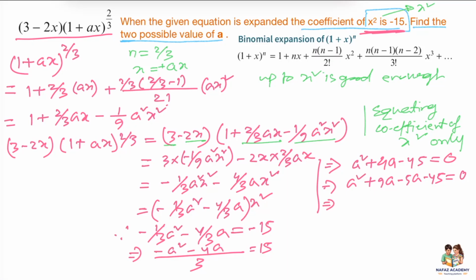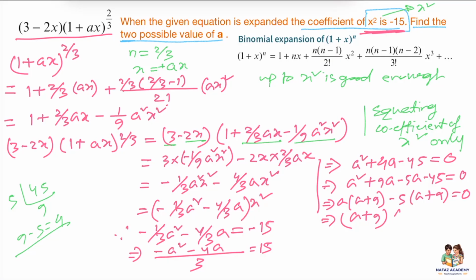Factorize it. 5 nines are 45, 9 minus 5 is 4, that is 4a. Let's take common. I hope you know how to factorize a quadratic equation. And 5 common, a plus 9. It looks good. So a plus 9 and a minus 5. Your answer is a equals minus 9 and 5.